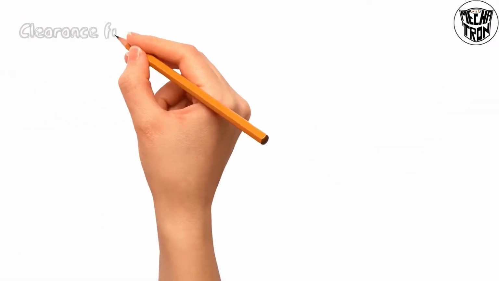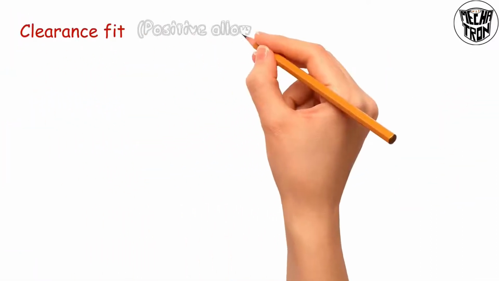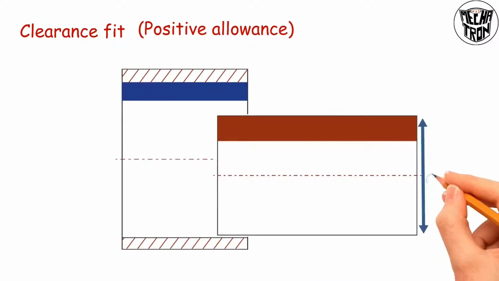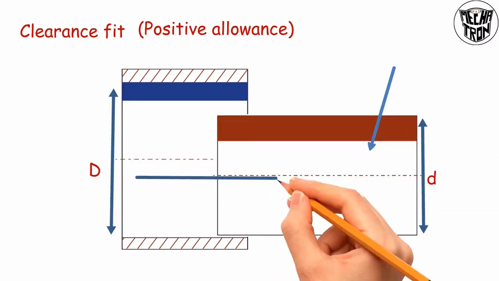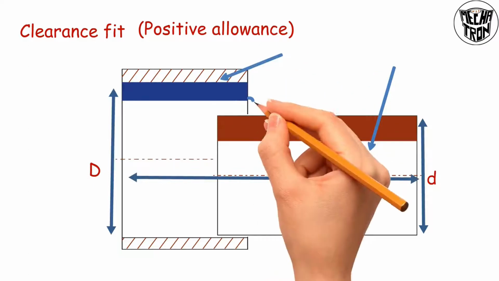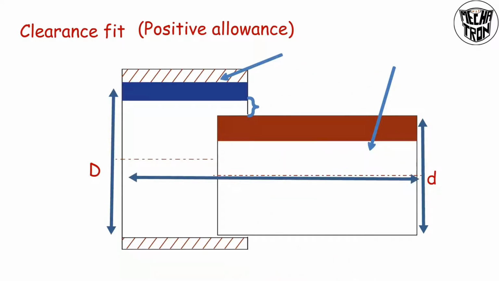First, clearance fit. We already saw this in positive allowance, but once again I will explain it to you. If the shaft diameter is smaller than the hole diameter, then it is a clearance fit. This clearance fit is mainly created so that one part easily moves or slides on another part. You can see here, a small gap is provided between this shaft and hole. This gap gives easy movement to the shaft.